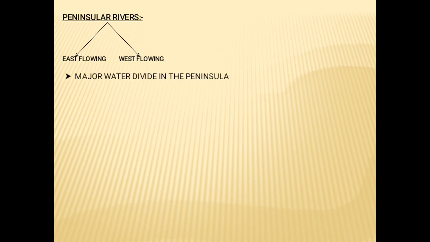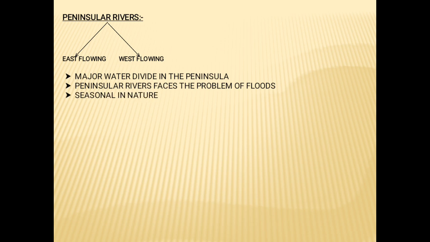Now we study about peninsular rivers. Peninsular river systems can be further divided into east flowing, meeting the Bay of Bengal, and west flowing, meeting the Arabian Sea. The Western Ghats form a major water divide in the peninsula. The peninsular rivers, being rain-fed rivers, seldom face the problem of floods. They are seasonal in nature.